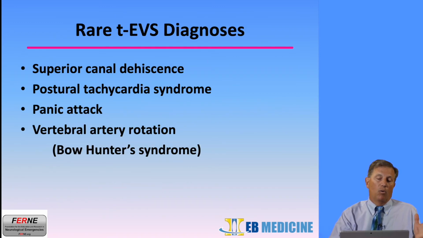Here are some other more rare triggered episodic vestibular syndrome diagnoses. Superior canal dehiscence, postural tachycardia syndrome. Panic attack can cause this, but again, I would say this is a diagnosis of exclusion because people may be feeling panicked or anxious because they're having dizziness and they're worried they're having a stroke and could have the, quote, big one. Also, vertebral artery rotation or Bowhunter syndrome can be a cause of triggered episodic vestibular syndrome.